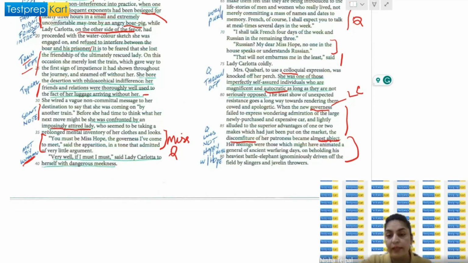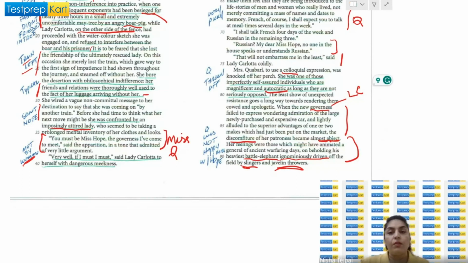Now, he says it shows when Lady Carlotta didn't praise or appreciate her things, her car, her mansion, and other things. Now she feels as if she has been assaulted by javelin throwers, slingers, and her elephant, who has to win the war, has been driven off, taken off, or attacked by these opponents. So this is the description where the reaction of Miss Quabal is being explained.